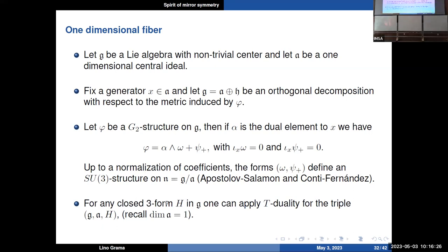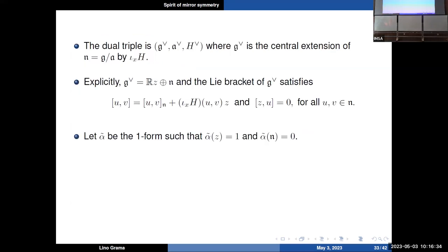And for any closed 3-form, you can apply this T-duality, and we can explicitly recover the dual Lie algebra. We have this bracket here, which will be the bracket on the six-dimensional part. And we have another direction, z, whose bracket will be this number, the contraction with these two vectors.